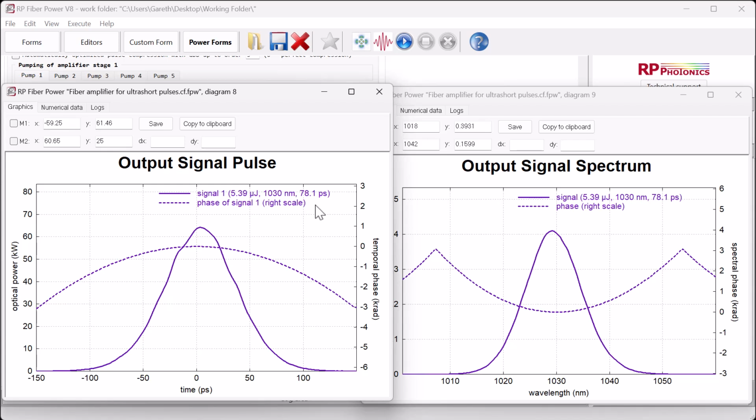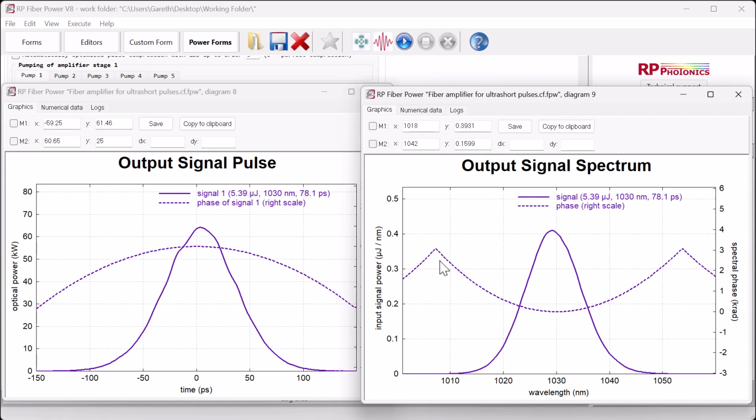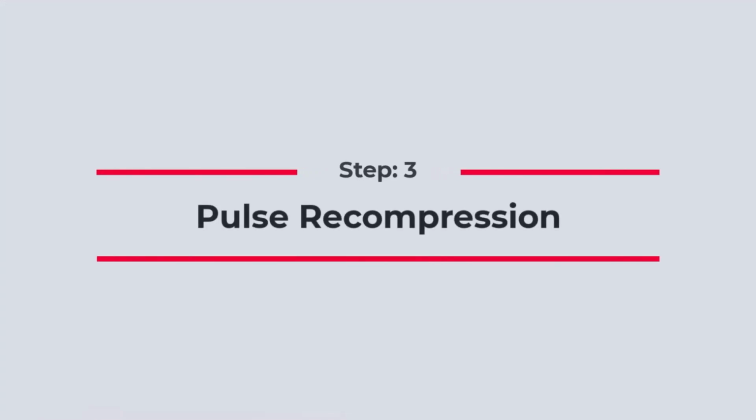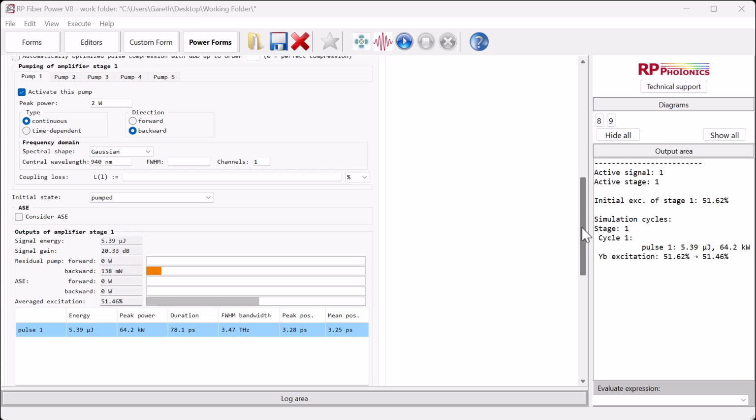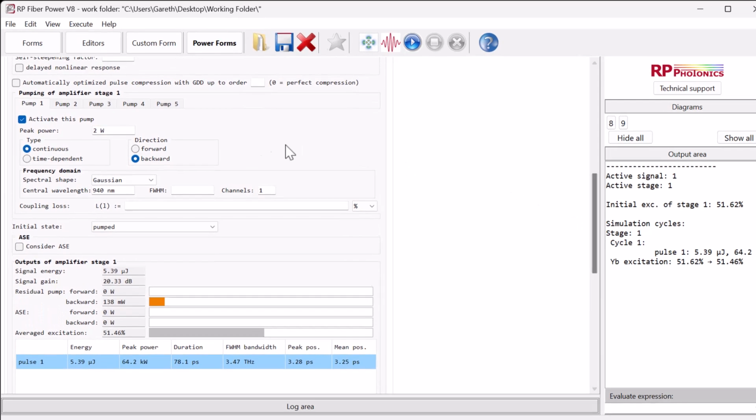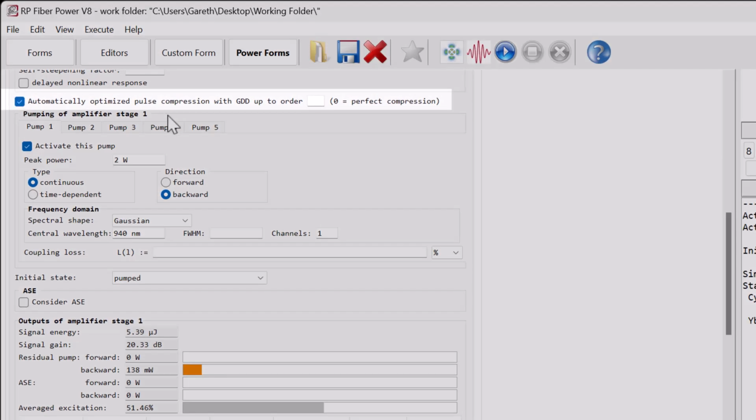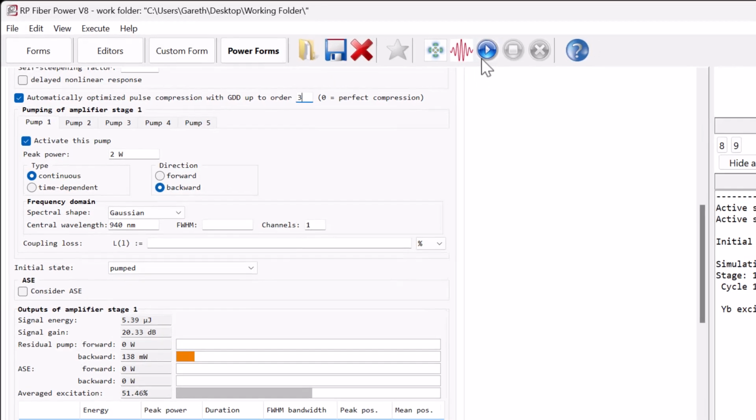The trailing wing also experiences gain saturation, resulting in a pulse that is shifted forward in time and redshifted in the wavelength domain. Even though we have a large output peak power, the phase changes are still dominated by the pulse stretching. Now we want to recompress our pulse. To do this, we can use our automatic pulse compression feature, where we use, in this case, up to the third order dispersion.